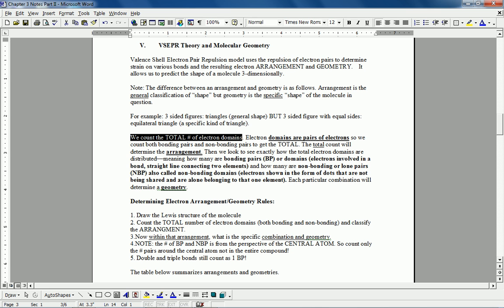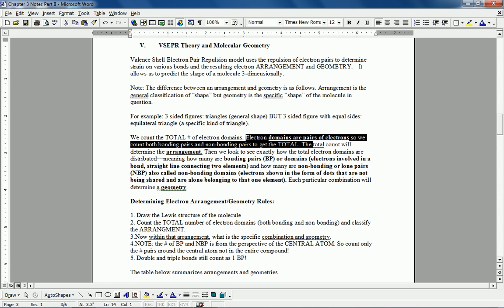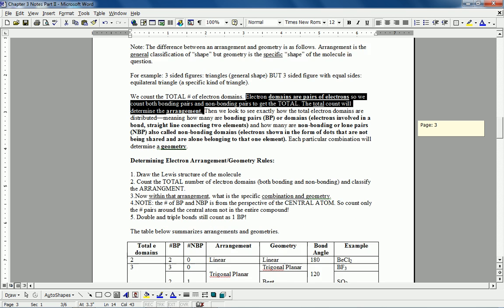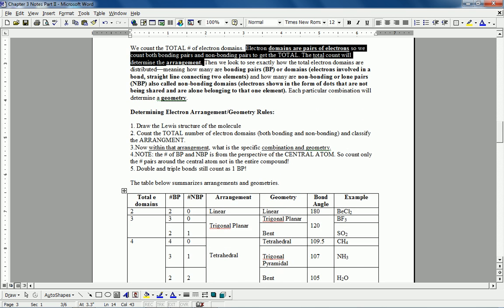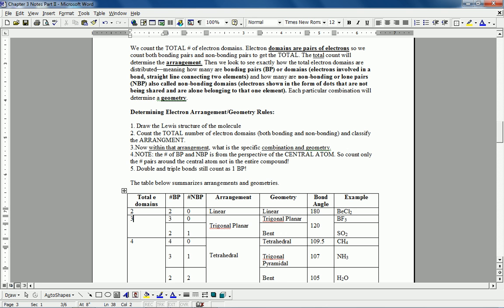Once we have the total number of electron pairs or domains, both bonding and non-bonding, and we get the total, we can look up the total on a table and it will tell us what the arrangement is, the general classification. And this is what we mean by that. This is the table. So total number of domains for us can be 2, 3, 4, and of course up to 6. And this table we're just going to show up to 4, but they can go up to 6. And this tells us the general arrangement.